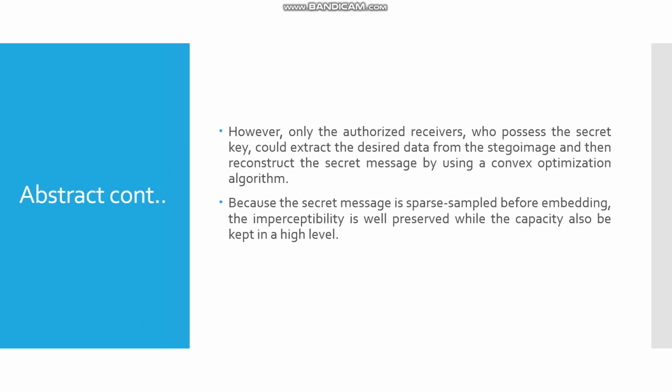However, only authorized receivers who possess the secret key, which is the RIM key, can extract the desired data from the stego image and then reconstruct the secret message by using the convex optimization algorithm. This algorithm is the most promising one, and the secret message is sparse sampled or compressed before embedding, which helps imperceptibility be well preserved while the capacity is also kept at a high level.